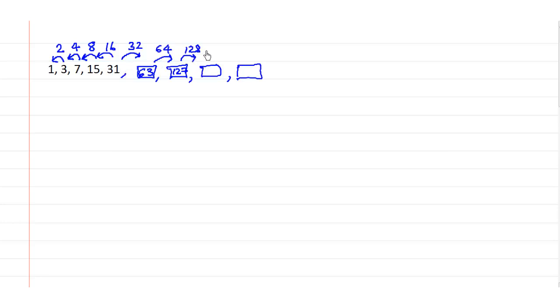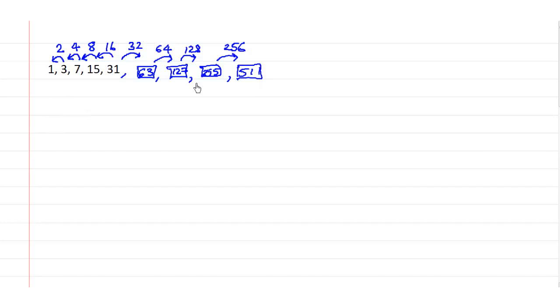So if you add them, 8 plus 7 is 15, and so on. It's 255. And then if you add 256, you will get 511. So the next 4 numbers are 63, 127, 255 and 511. This is one of the ways to do the sum.